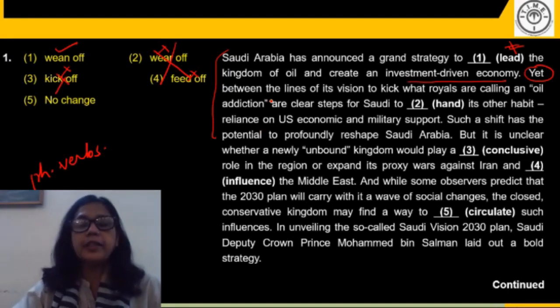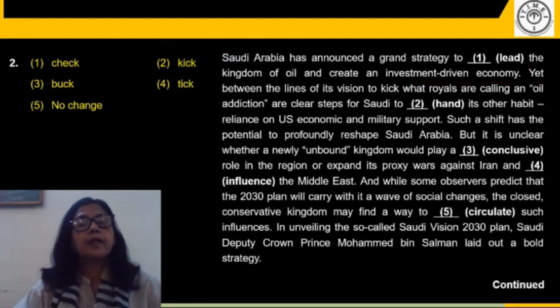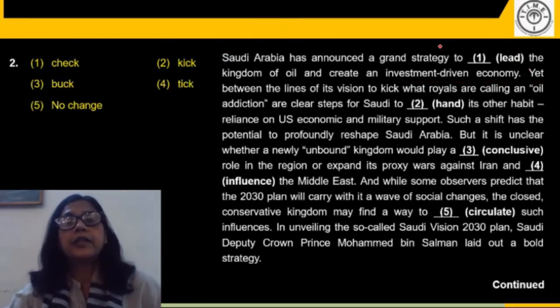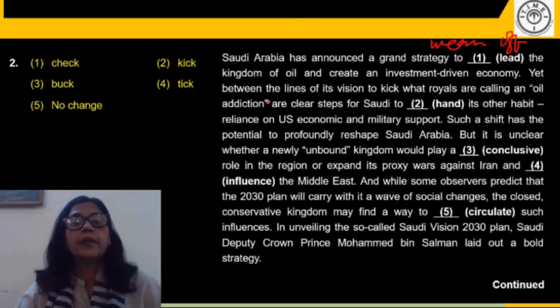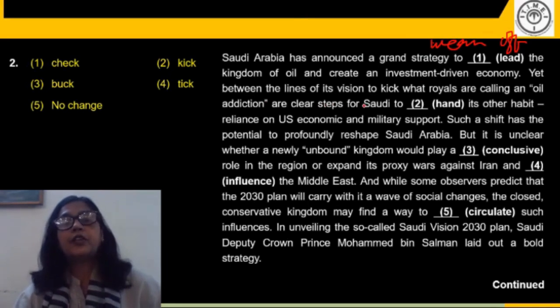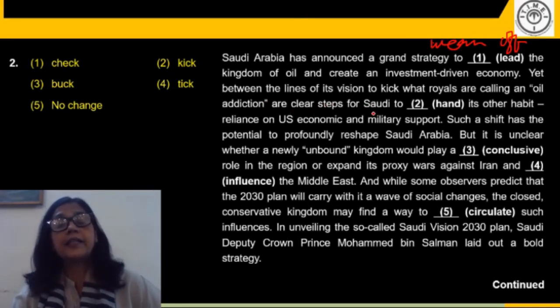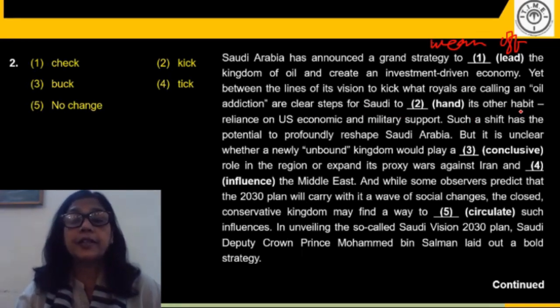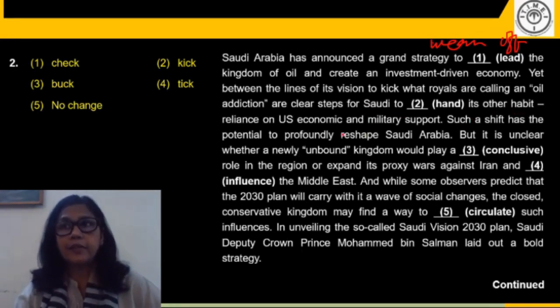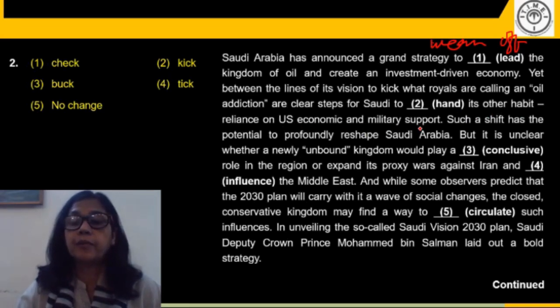Now let us look at the second blank here. So here it is wean off. Let me write it here. Yet between the lines of its vision, to kick what royals are calling an oil addiction are clear steps for Saudi to dash its other habit. And the habit is given over here: reliance on US economic and military support.